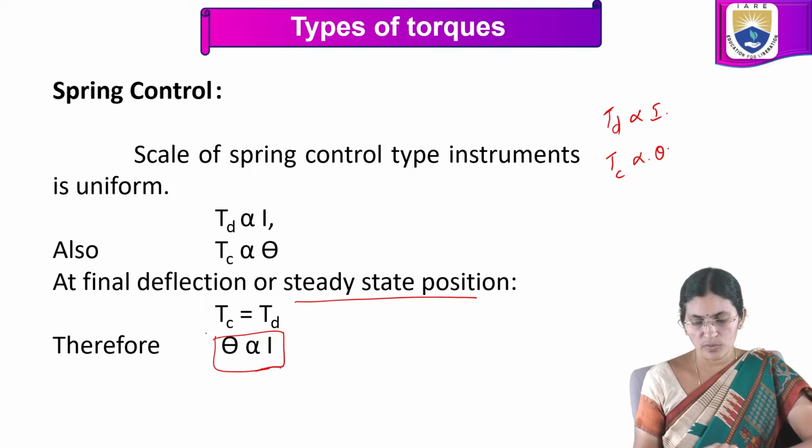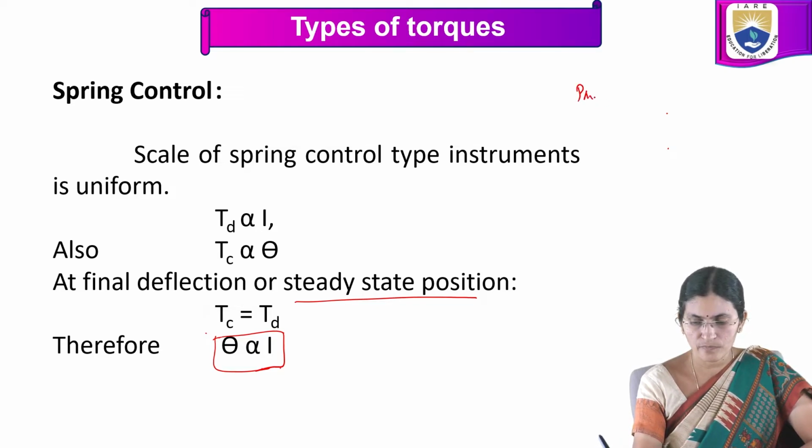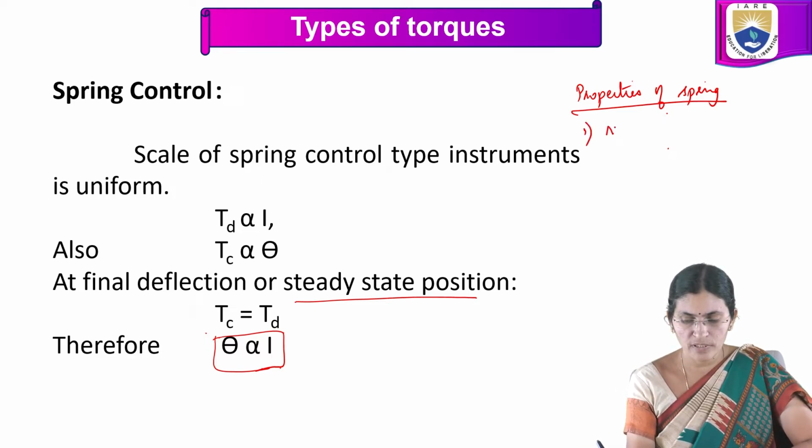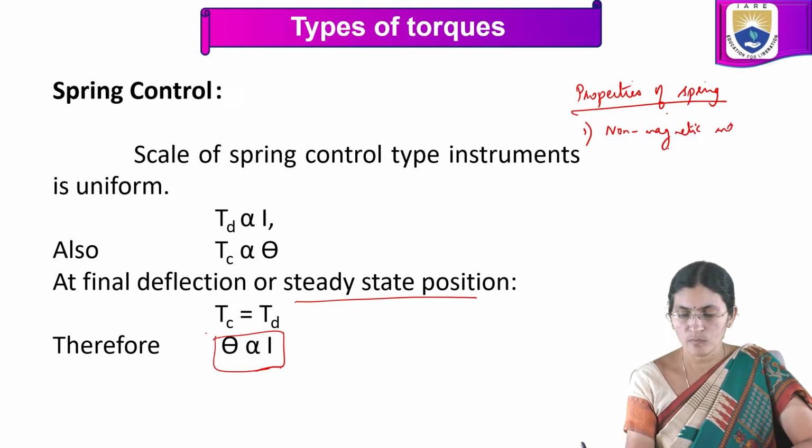Coming to spring control systems, we have some important properties. The important properties of the spring are: first, it should be made of non-magnetic material. Next, it should not be subjected to fatigue.